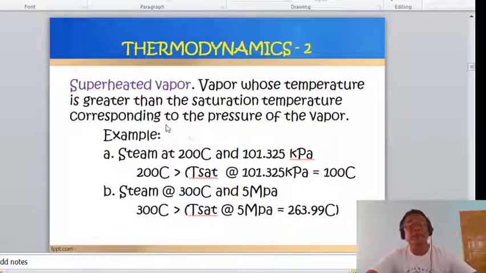Okay, 200 degrees Celsius is greater than the saturation temperature at 101.325, which is 100, as previously shown. Okay, so meaning the sample is superheated. Okay, so another, steam at 300 degrees Celsius and 5 megapascal. So take note, 300 degrees is greater than the T saturation at 5 megapascal, which is 263.99 only. Okay?